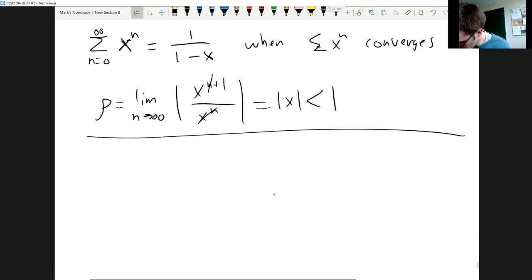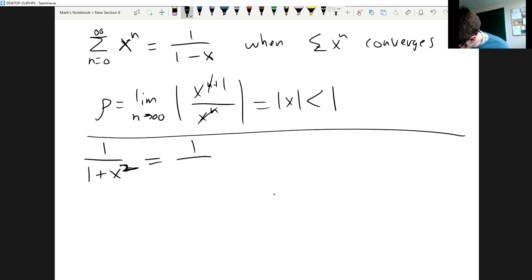All right, so for example, suppose we wanted to represent this function as a power series. How would we do that? Well, notice that's the same thing as 1 over 1 minus negative x squared. And if I were to plug that negative x squared into my power series above, that should give me a series for my new function.